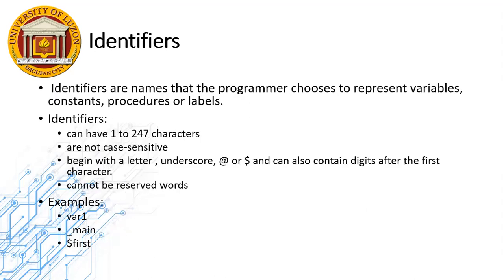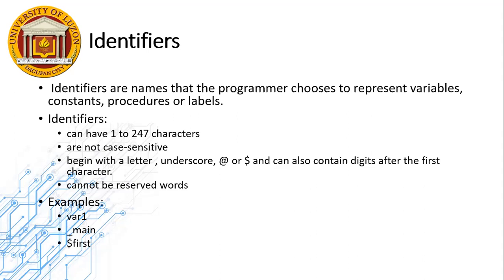Identifiers are names that the user or programmer chooses to represent variables, constants, procedures, or labels. As a rule, identifiers can have 1 to 247 characters. They are not case sensitive. They can begin with a letter, underscore, or special character, and can also contain digits after the first character. But your identifiers cannot be reserved words. That is the general rule.